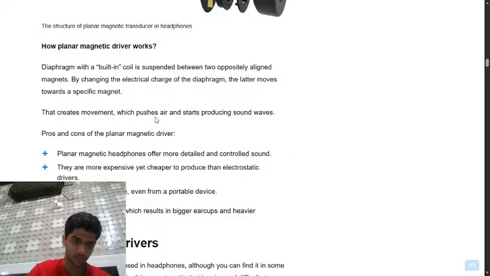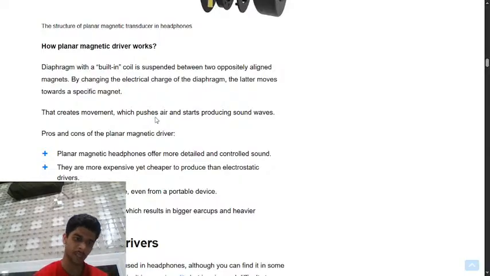Pros and cons. Planar magnetic headphones offer more detailed and controlled sound. They are more expensive, yet cheaper to produce than electrostatic drivers. They are relatively easy to drive, even from a portable device. They have larger drivers, which results in bigger ear cups and heavier headphones.